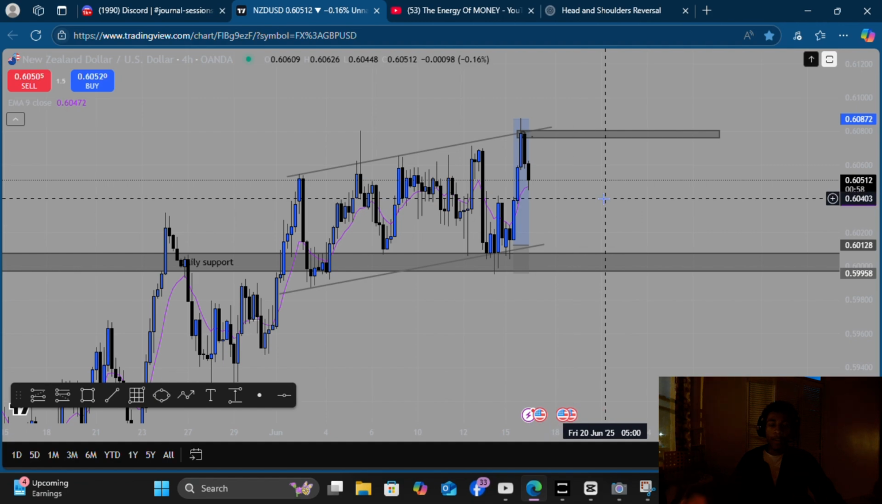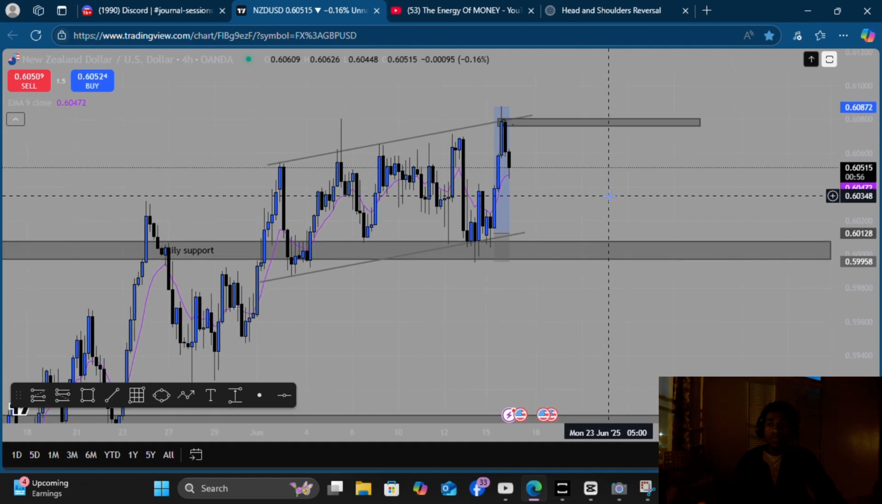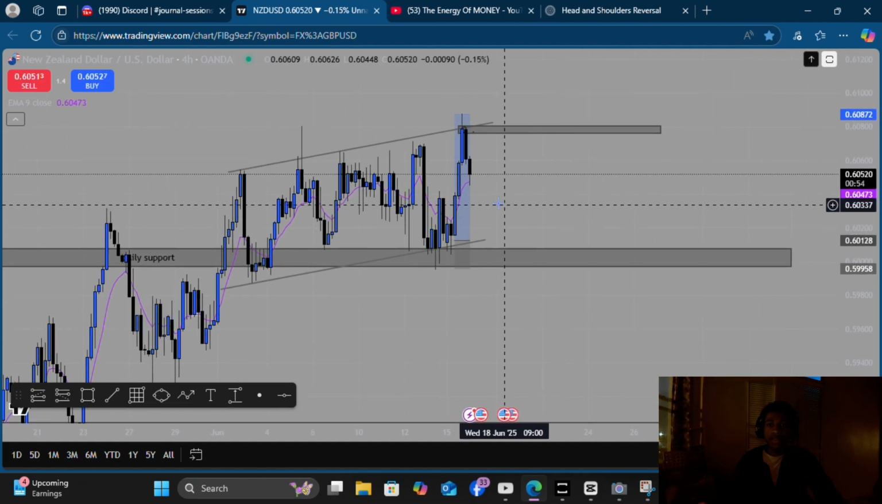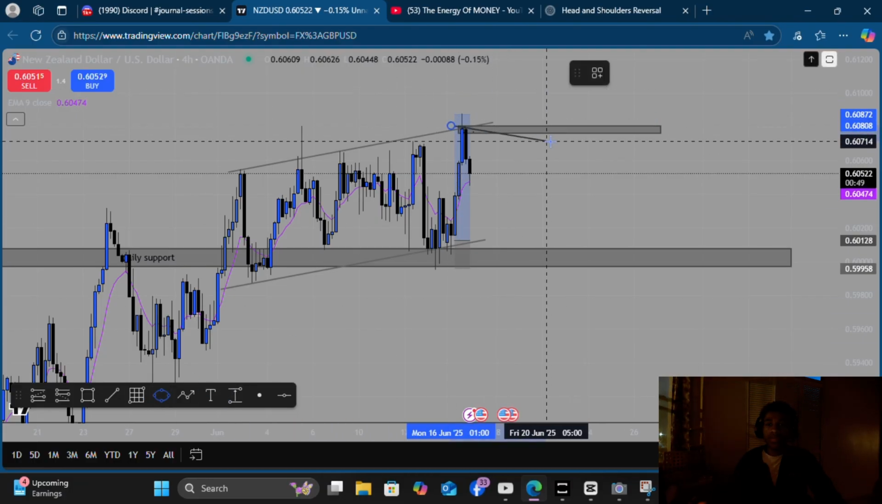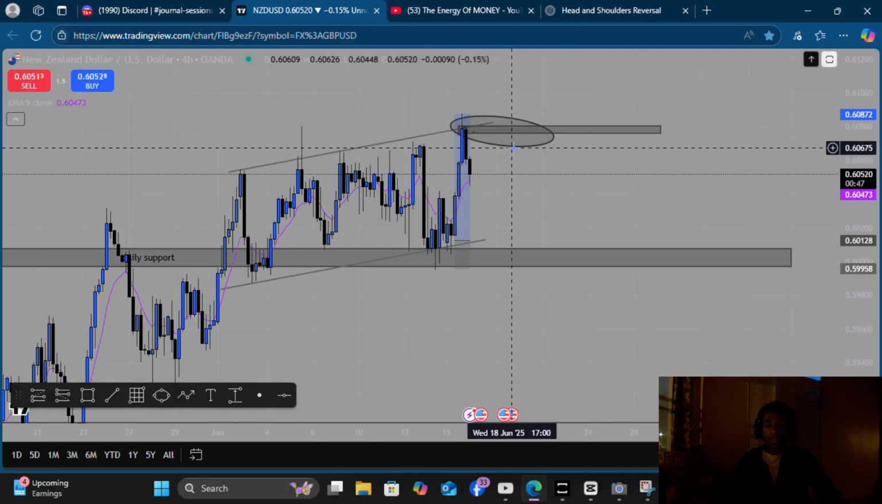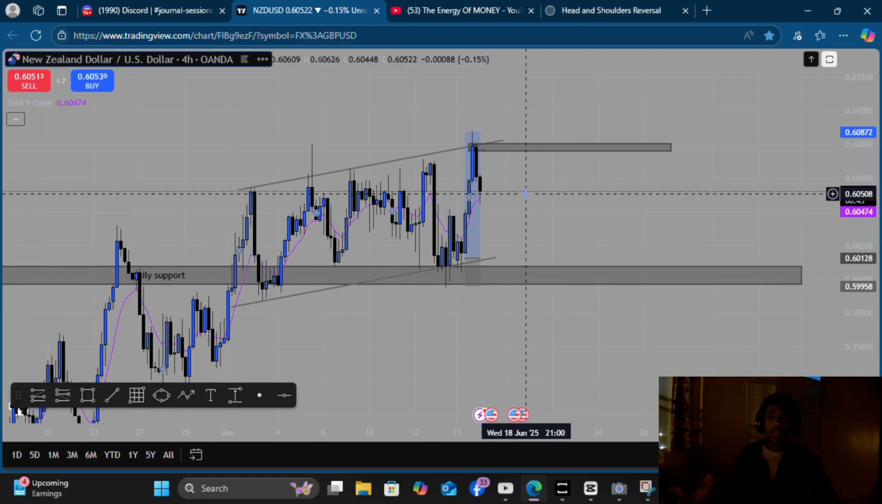I'm not looking for shorts, and the only place I'll really be looking to take shorts is at this level right here, this resistance level. But still, I took my profits and I just called it a day. I don't really try to catch every single trade, even when I know price may do this or do that. I just get in, get out, take my profits, and go on about my day.